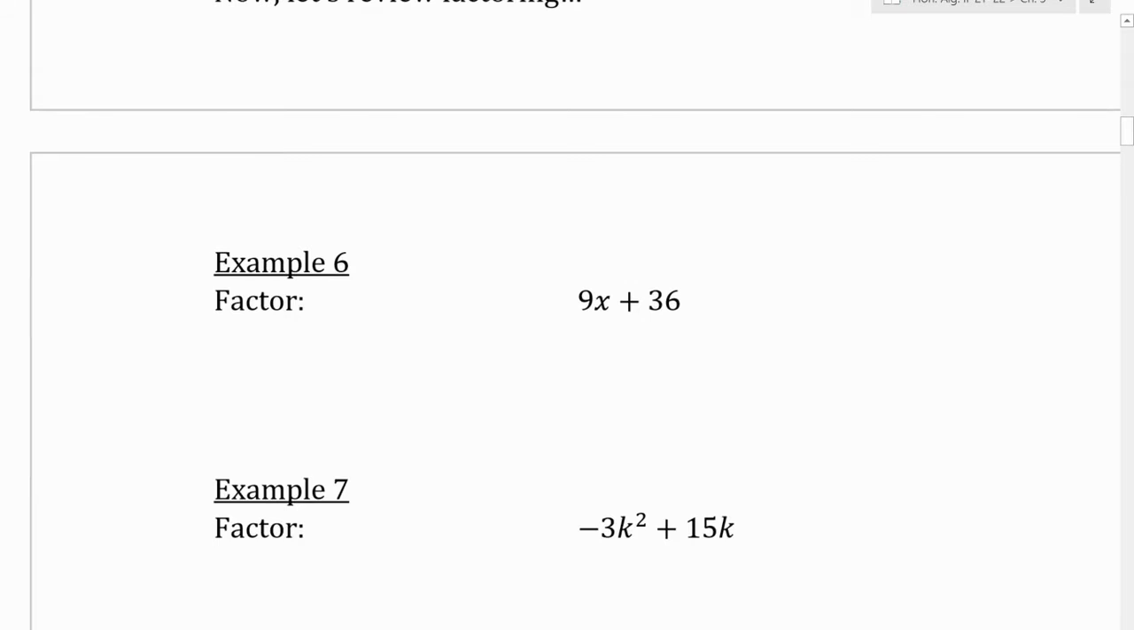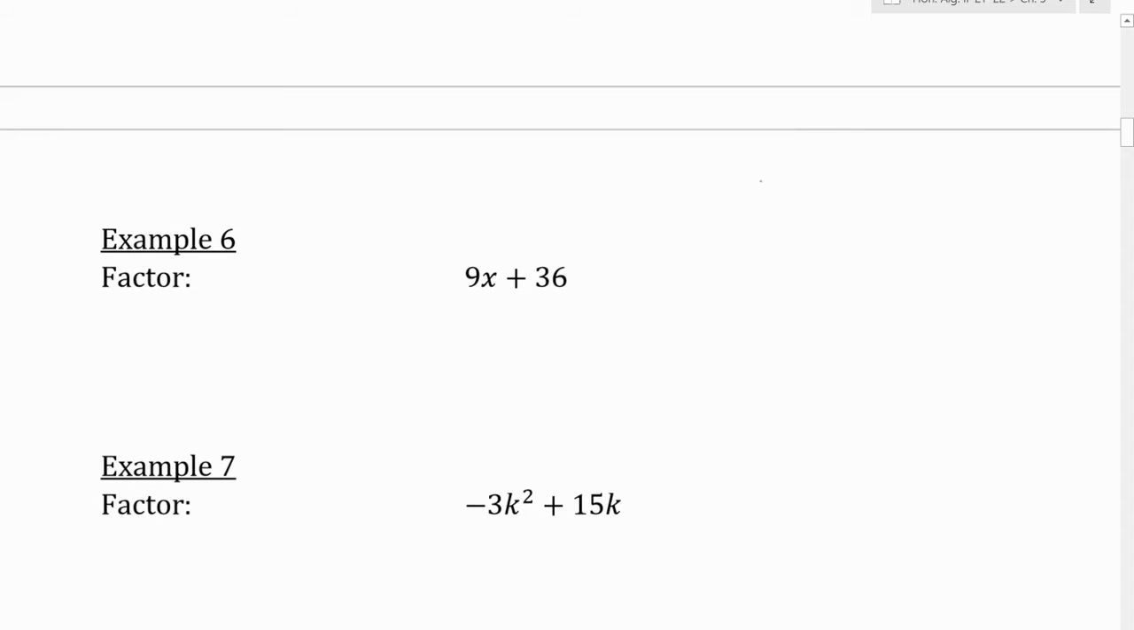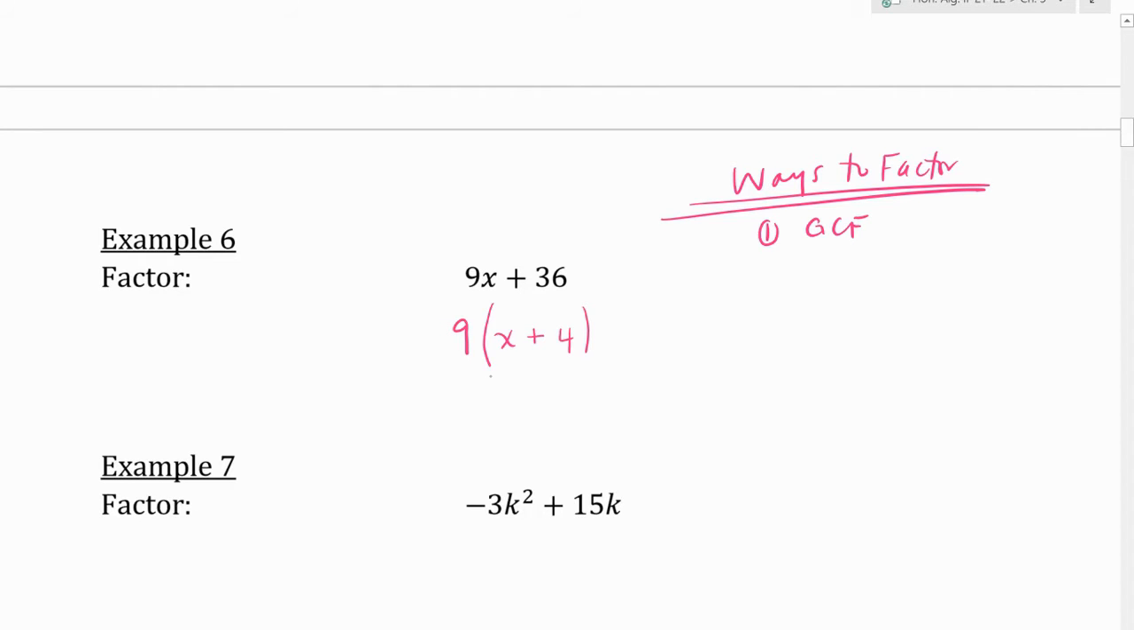All right. And then right here, we're going to look at ways to factor. Number one is you factor out the greatest common factor. And this is always the first way to factor. Like you need to do this before you do anything else. So 9 and 36. What's the biggest number that goes into them both? 9. They don't both have an x, so we can't take that out. But what do you do? If you factor out the 9, it leaves x plus 36 divided by 9, 4. And notice if you multiply that back out, 9x plus 36.